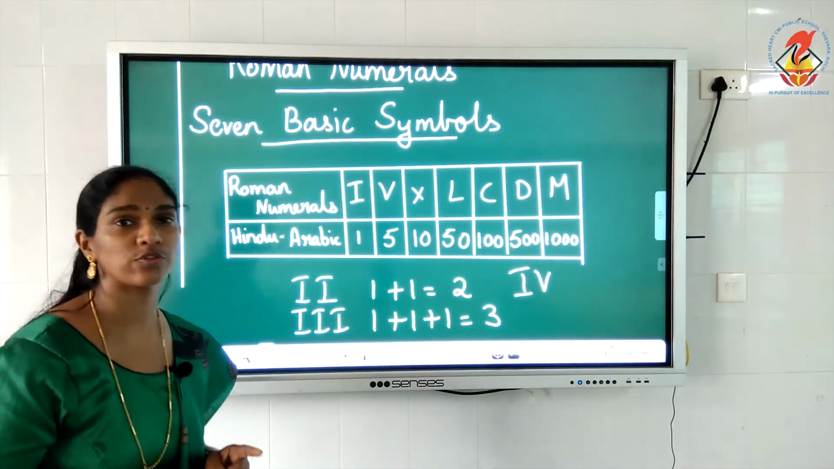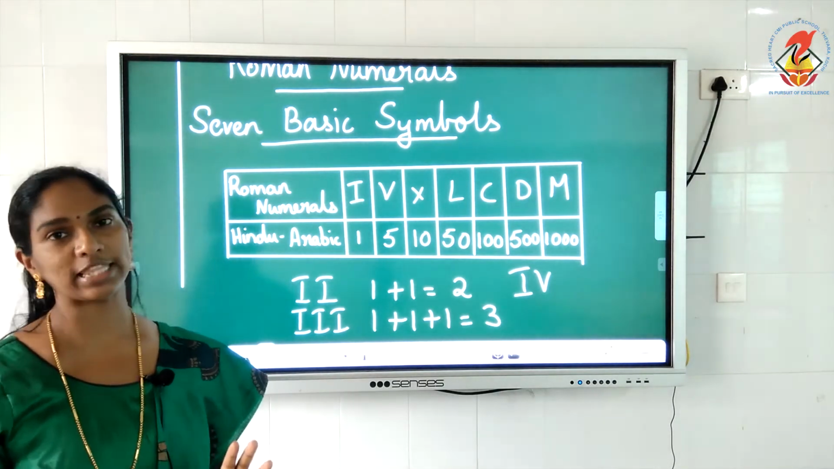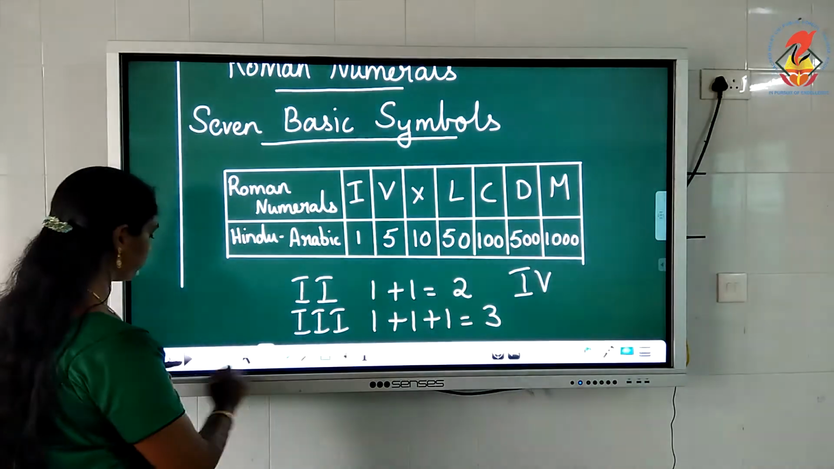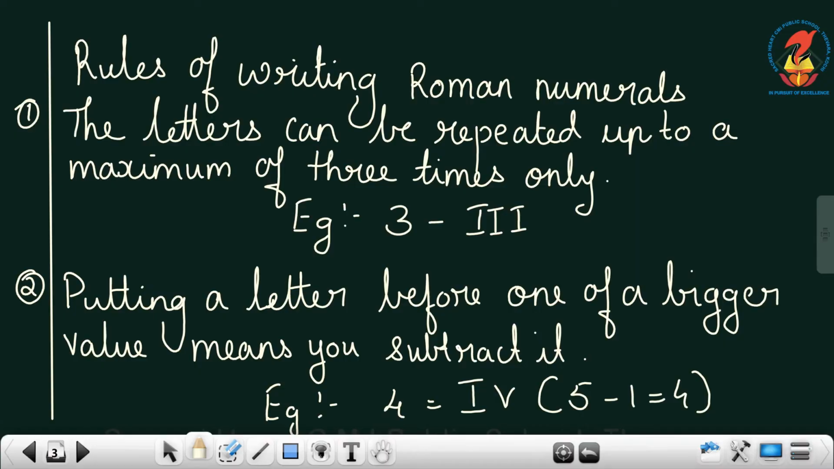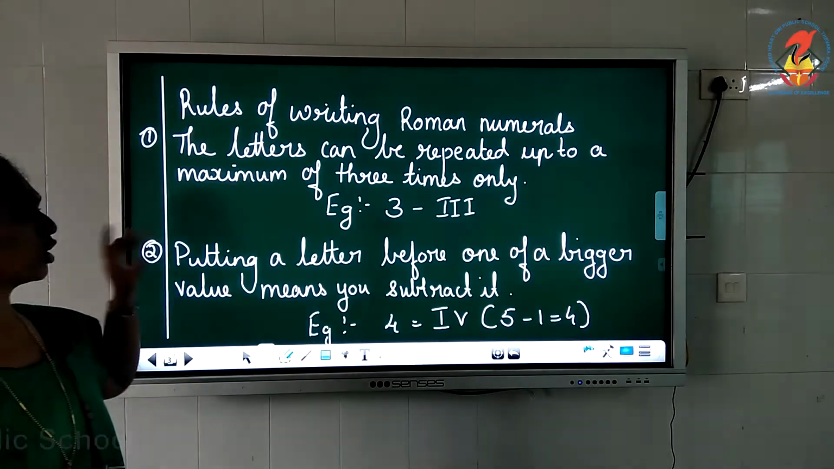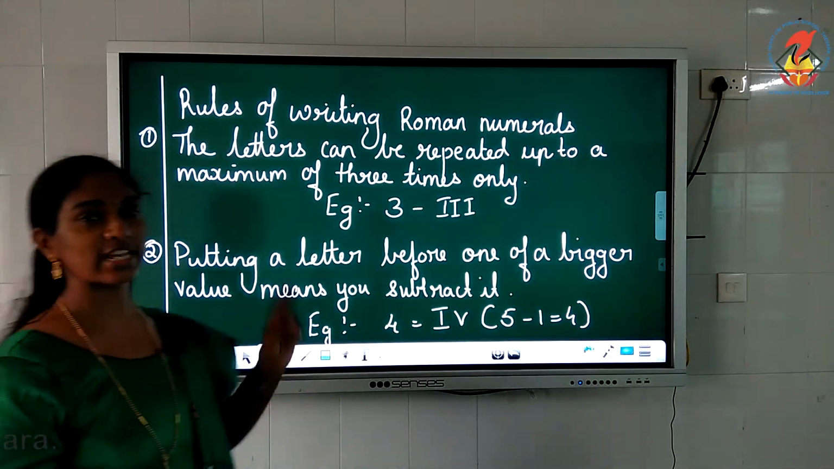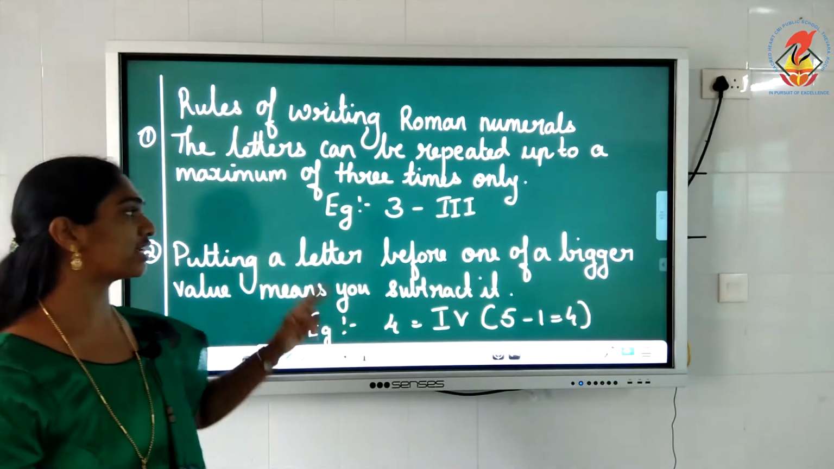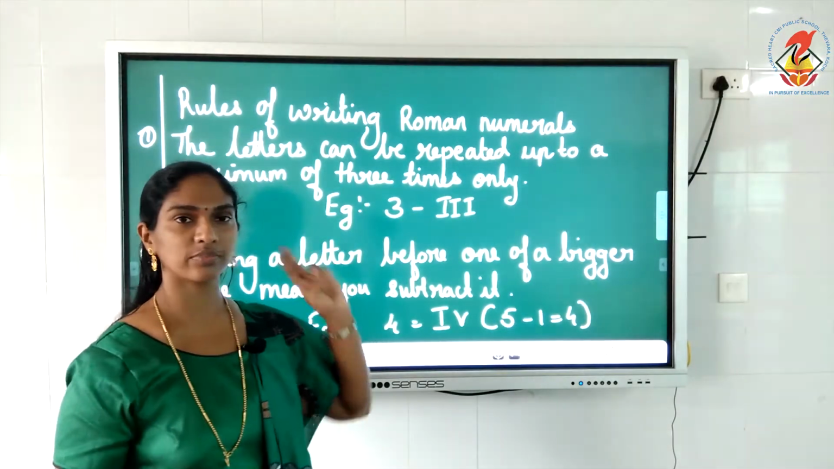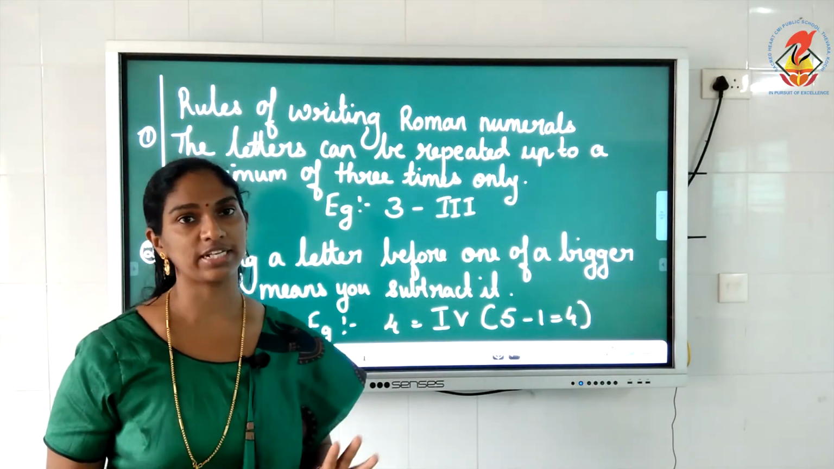That is the first rule that you have to know. You can repeat a letter only 3 times, not more than that. That is the first rule, children. Letters can be repeated up to a maximum of 3 times only. You cannot repeat a letter more than 3 times. So first it was I that you wrote for 1. Then for 2 you wrote II. For 3 you wrote III. So one letter can be repeated only 3 times.